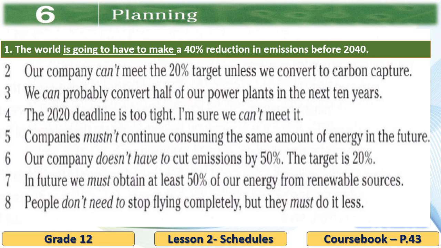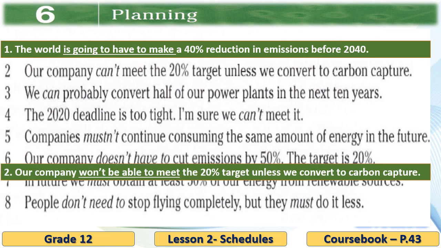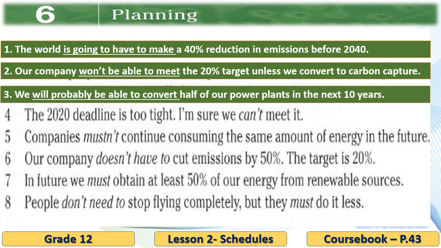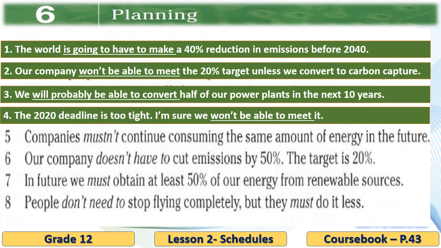The modal verb here, can't meet, we replace it with won't be able to meet. In number 3, the modal verb is can here, and we replace it with will probably be able to convert. In number 4, the sentence says here in the end, I am sure we can't meet it. So we replace it, it becomes: I am sure we won't be able to meet it.